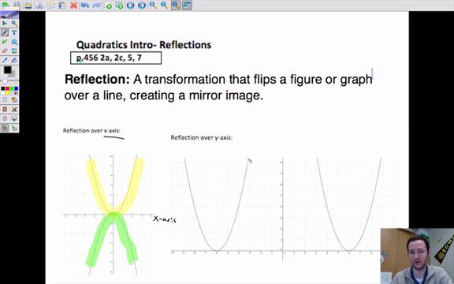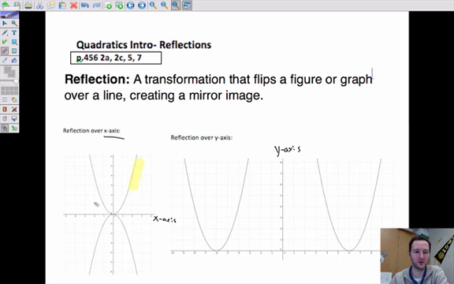You can also reflect over the y-axis, and that's what we see here. Now this one isn't the parent function because it's actually been translated. It looks like 6 units to the right. So this one is slightly different because it's already been translated, but then it has been reflected across the y-axis here, and there's a mirror image on the left side of the y-axis.